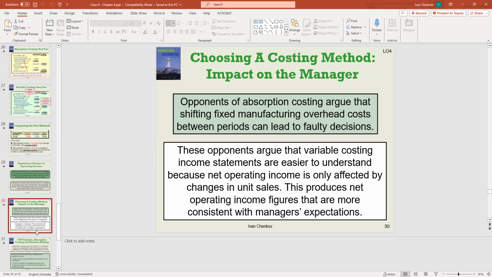Who are the opponents of the absorption costing? Opponents of the absorption costing argued that shifting fixed manufacturing costs between the periods can lead to faulty decisions. Now, those opponents argue that the variable costing income is easier to understand because the net operating income can only be affected by the changes of units of sales, not units of production. In fact, it produces a net operating income figure which is more consistent with the management expectations.